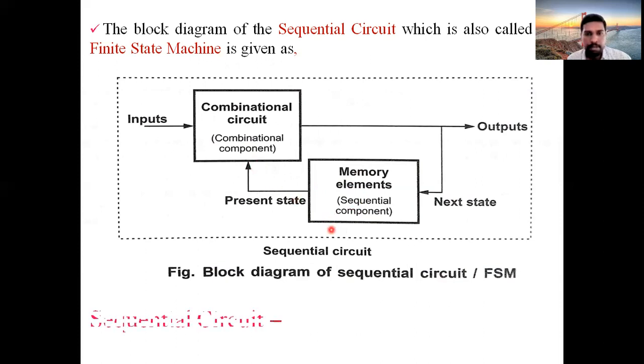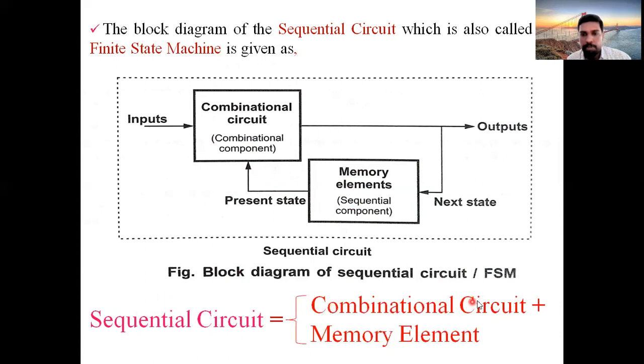How can you say that, in general, a sequential circuit is equal to a combinational circuit plus a memory element? Just now I have said that the sequential circuit is equal to the combinational circuit linked with a memory element. We can simply call it a sequential circuit. When a combinational circuit is linked with a memory element in the feedback, it acts as a sequential circuit. This is the block diagram of the sequential circuit.